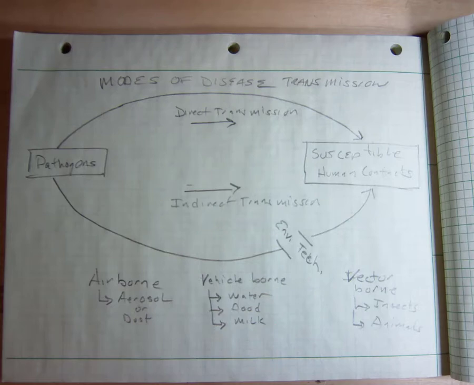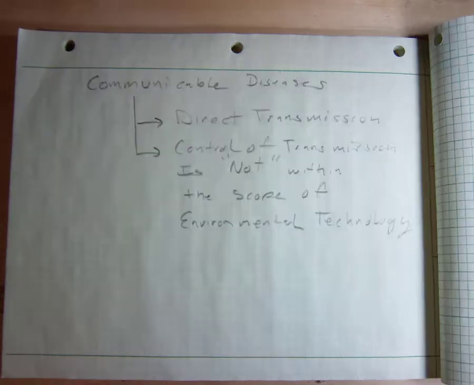Water, food, and milk are also potential vehicles of disease transmission. These are perhaps the most significant with regard to environmental technology and sanitation. Water, in particular, plays a major role in the transmission of communicable diseases, but it is most amenable to engineering and technological controls. Water and wastewater treatment facilities effectively block the pathway of waterborne diseases.